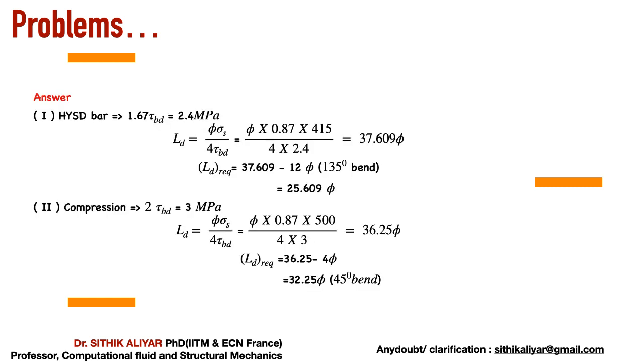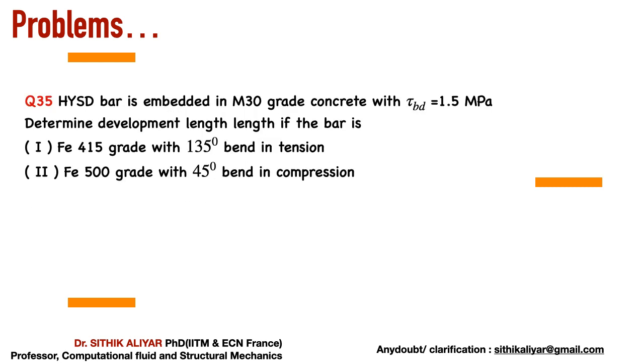Okay, so I will give you a final question. An HOSD bar is embedded in M30 concrete. Now the bar is changing, nothing else, the same problem. Now it is HOSD bars, embedded in M30 concrete with tau BD 1.5 MPa. So they are asking for the development length under two conditions.